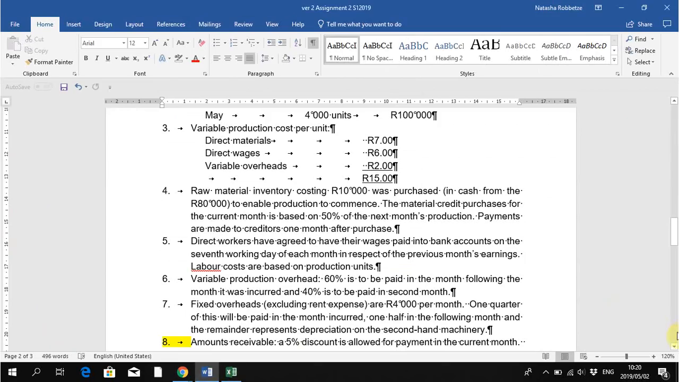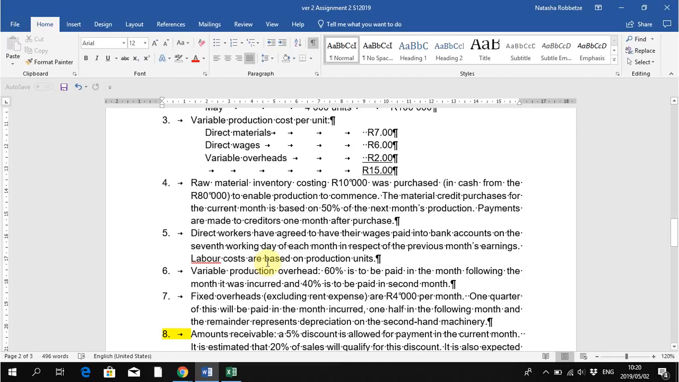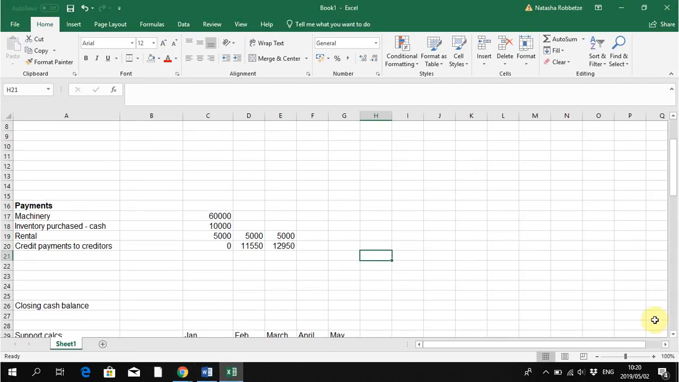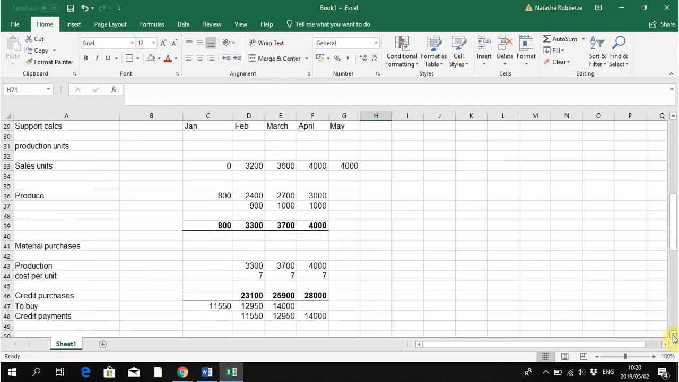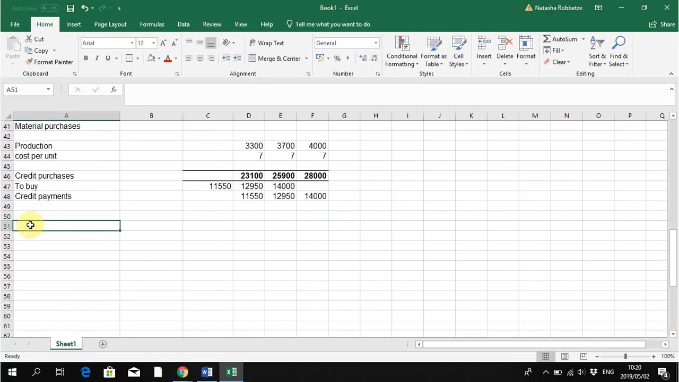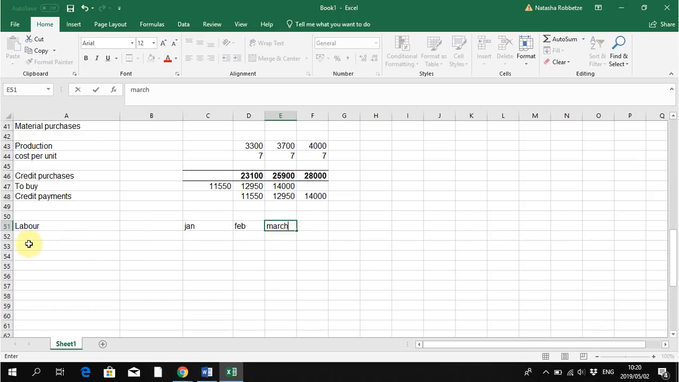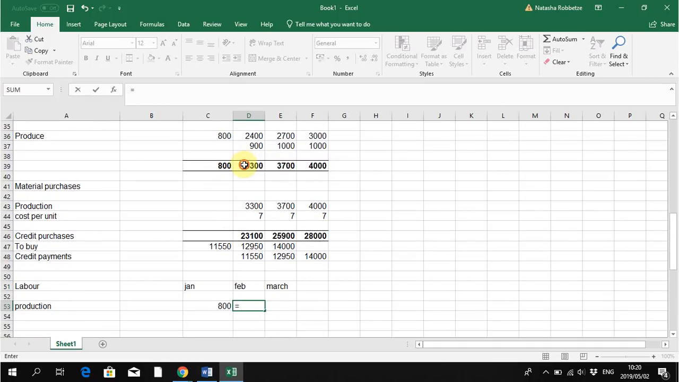If I look at the next note, it relates to the wages of the workers. And they say in note number 3 that it is 6 Rand per production unit. So again, I'm going to go back and I'm going to do a calculation for labor. And for the labor, we have again Jan, Feb, March. And I'm going to start with my production units again. And that was 800 for January. For February, the production units were 3,300. For March, they were 3,700.